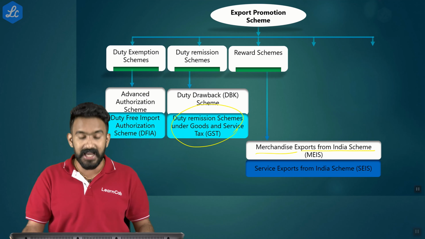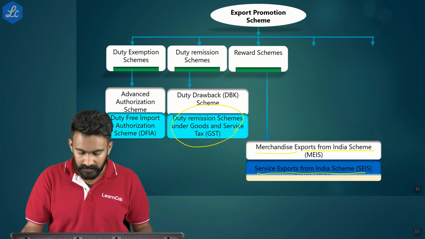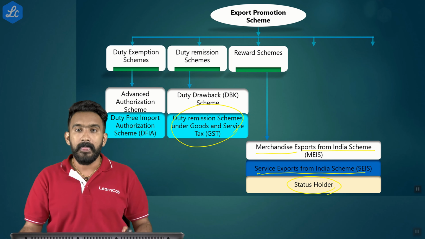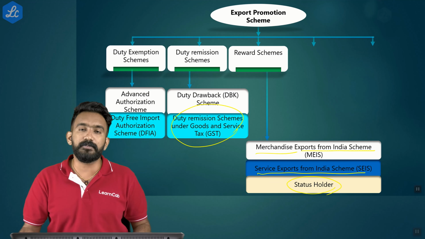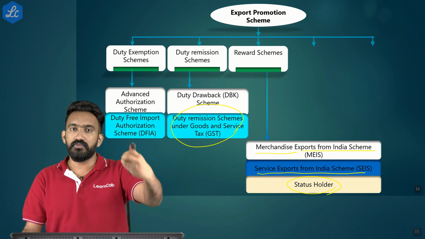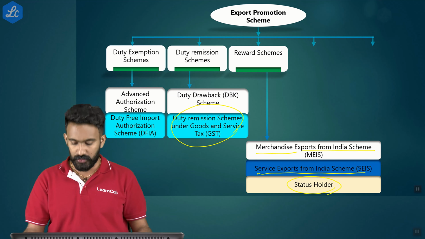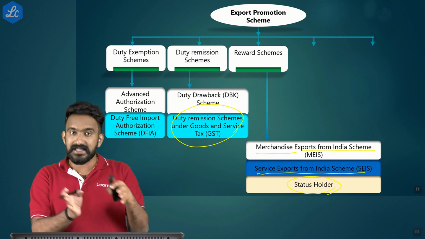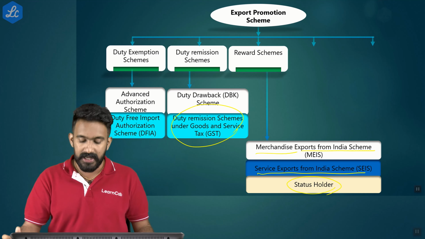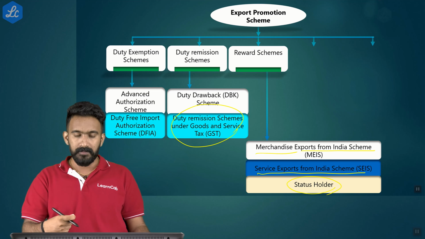You have Service Export from India scheme, which is called as SEIS scheme. Then you have status holder, given for certain set of people who are meeting certain export targets, was being given some privilege while they are doing an export. So these are all incentive based schemes which we are categorizing as reward schemes. Again, you have two reward schemes and a status.